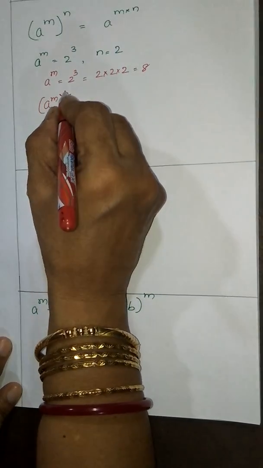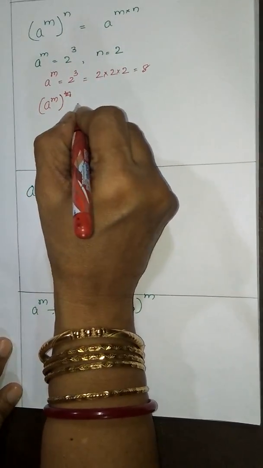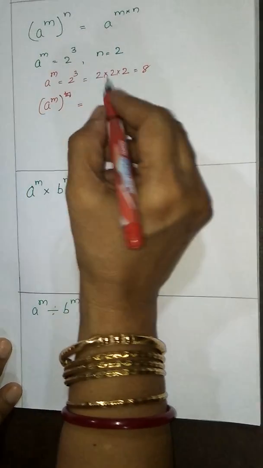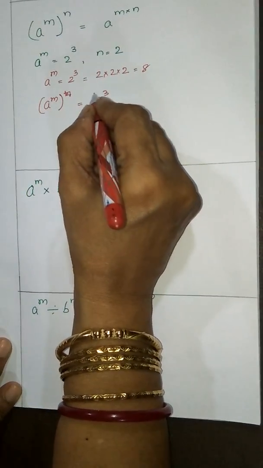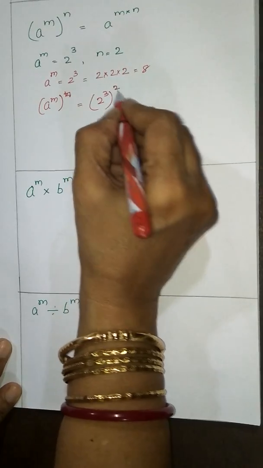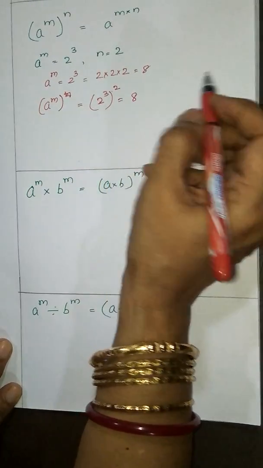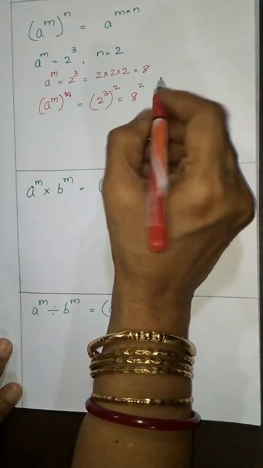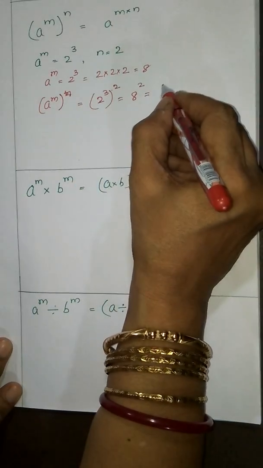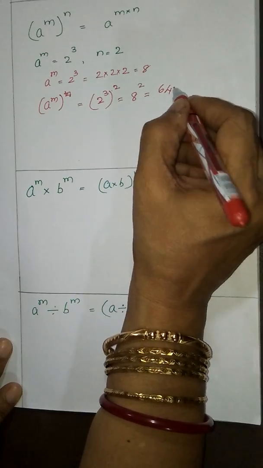So I will write a to the power of m, whole to the power of n, that is equal to a to the power of m is 2 cube, n is 2. So what is 2 cube? I have already got it, it is 8. So 8 squared, that is equal to 64.